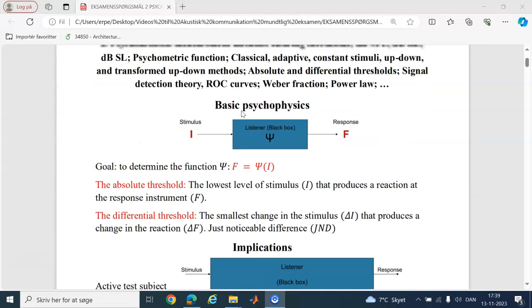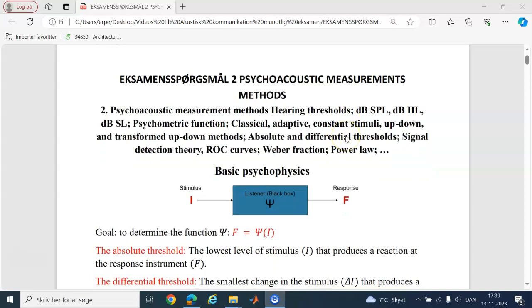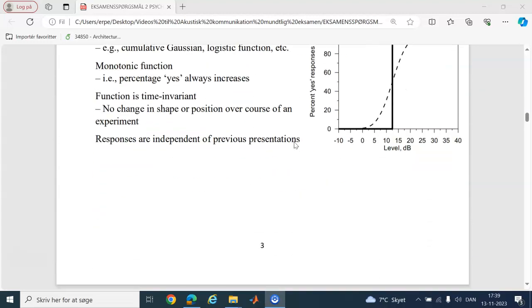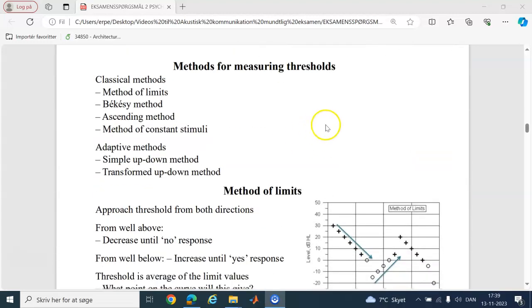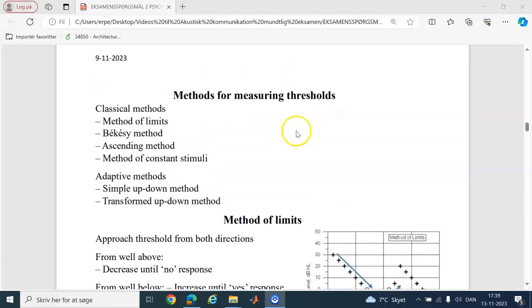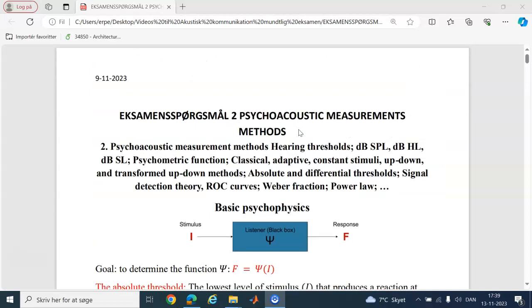Okay, this classical and adaptive. Classical and ascending.